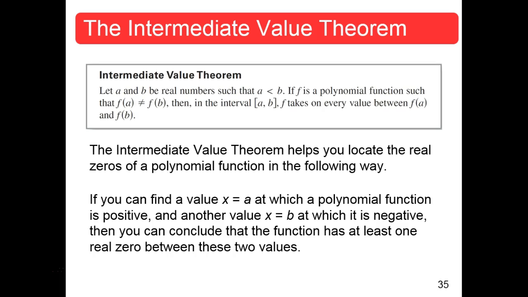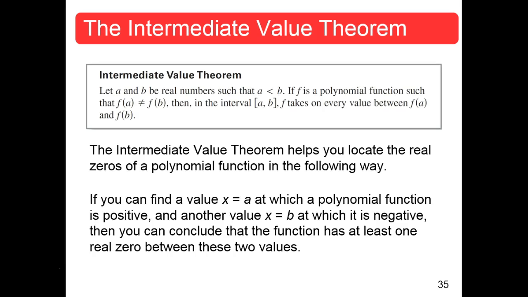So, here's how we use the intermediate value theorem to find those zeros. If you can find the x equal a where your f is positive, and another x equal b where it happens to be negative, because a polynomial function is smooth and continuous, it takes on every value in between. There's at least one zero in between those two values. Gotta be. There could be several, but there's at least one. Then you can conclude that the function has at least one real zero in between those two values.